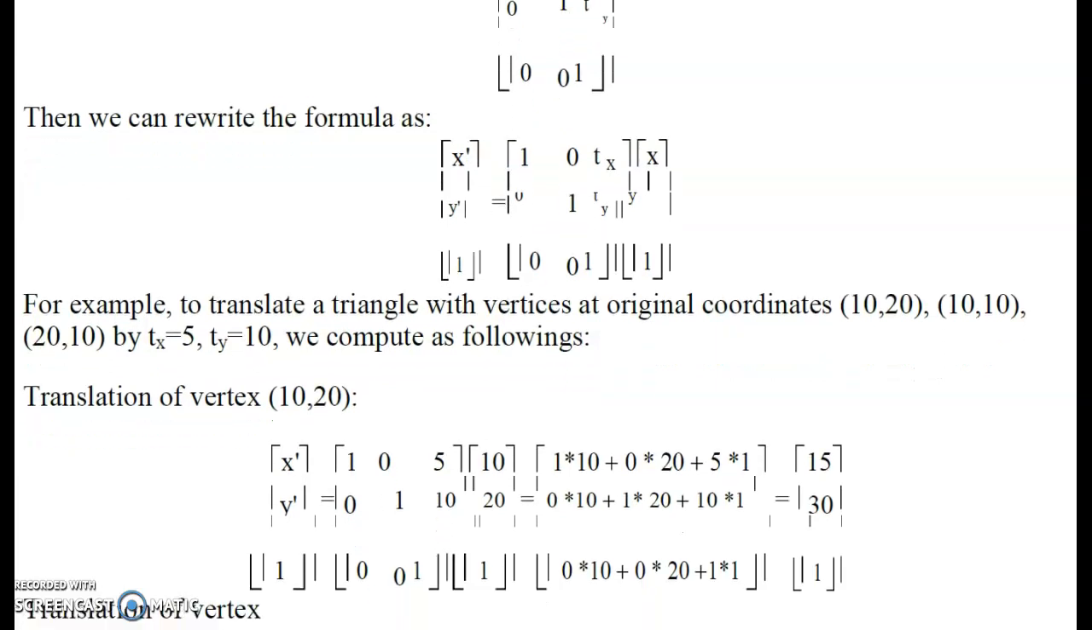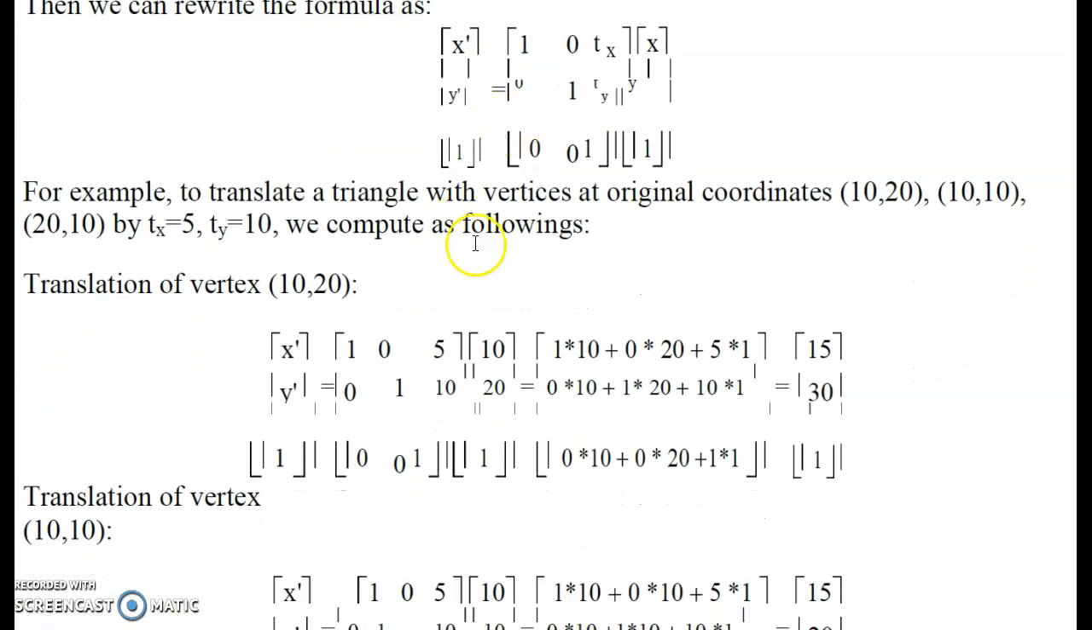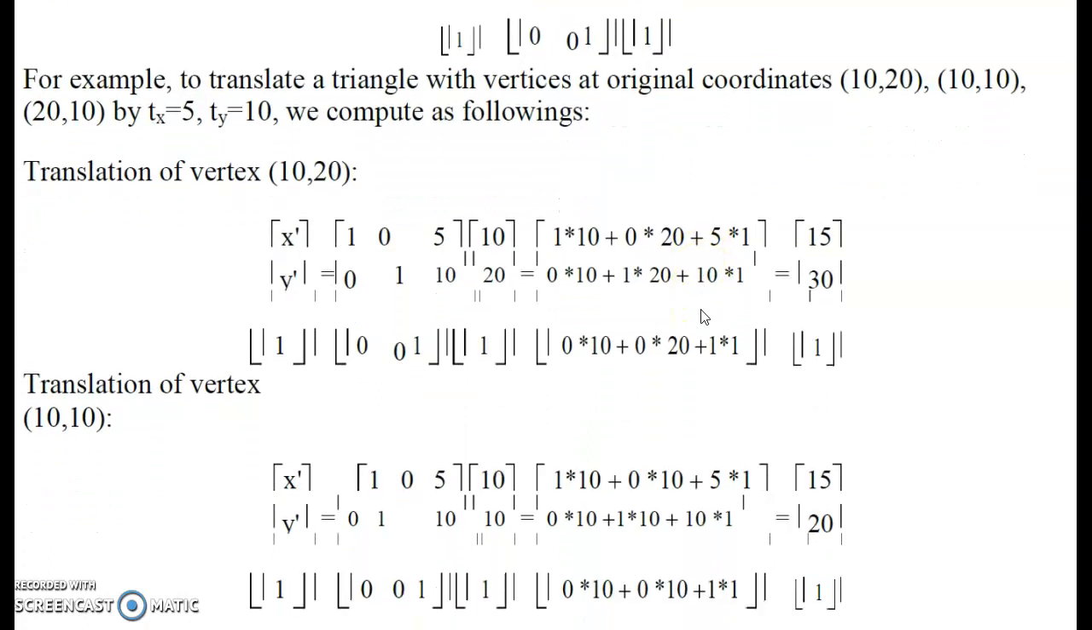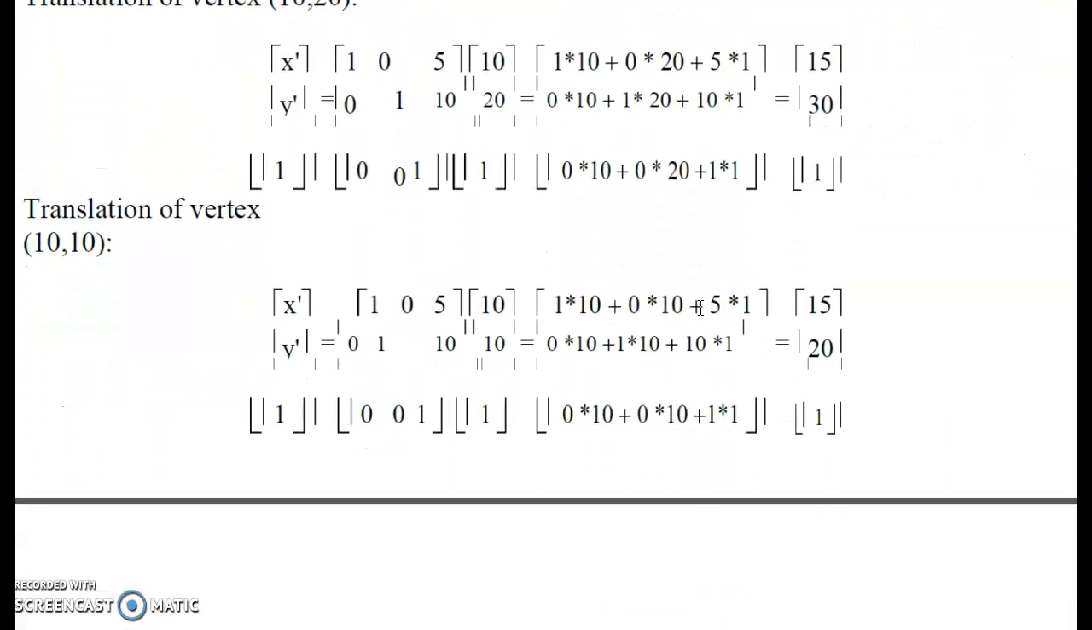So for example, if we want to translate a triangle with vertices (10, 20), (10, 10) and (20, 10) by tx equals 5 and ty equals 10, we compute the following matrix. So if we put 10, 20, and directly see, it will become 15, 30. You work out this matrix and see. I will be using examples to explain it more clearly.